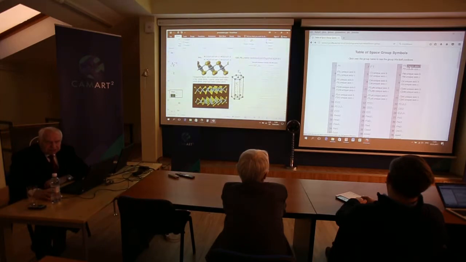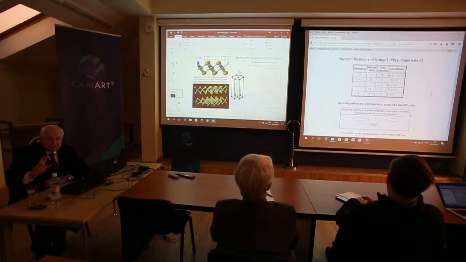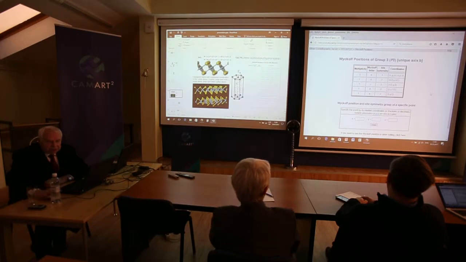Let's see what is the difference. In both cases, you have a second order rotation axis. What does it mean, this b? It means that this y is arbitrary. They say a along x, b along y, and c along z. So this x is b.